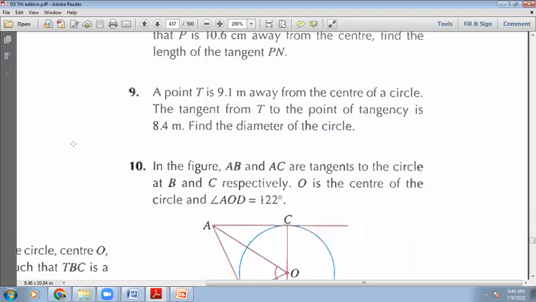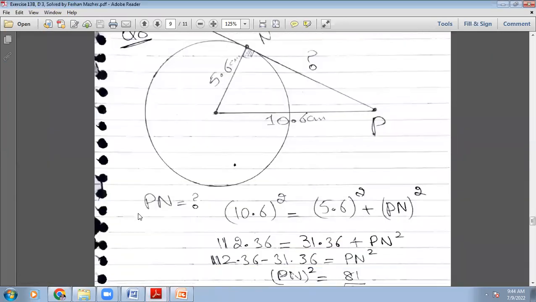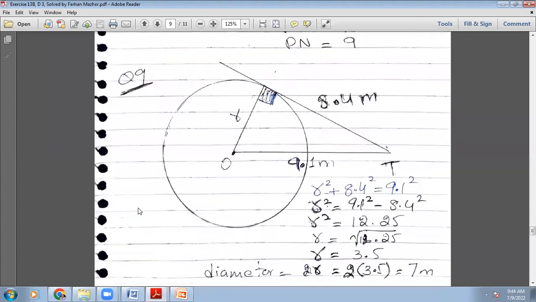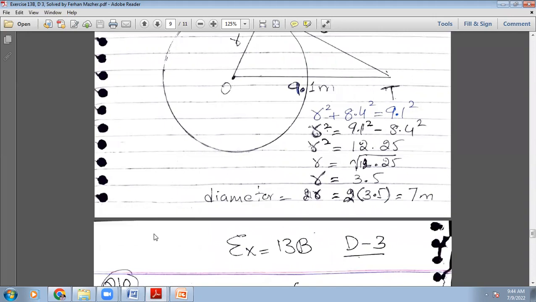The next question is: a point T is 9.1 meters away from the center of a circle. The tangent from T to the point of tangency is 8.4 meters. Find the diameter of the circle. It's a very simple and straightforward question, but you have to draw the diagram. So here we have a circle. This is the tangent. The length of the tangent, he told us, is 8.4 meters. And the center and T are 9.1 meters apart. The radius is the question. Basically, the diameter is the question.